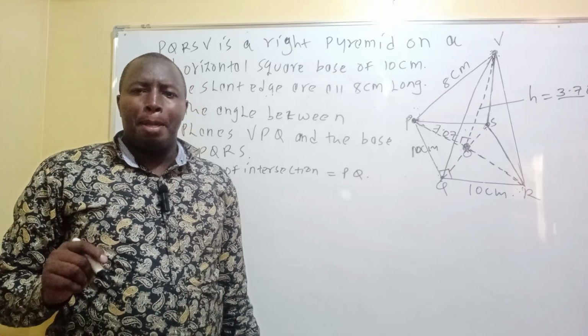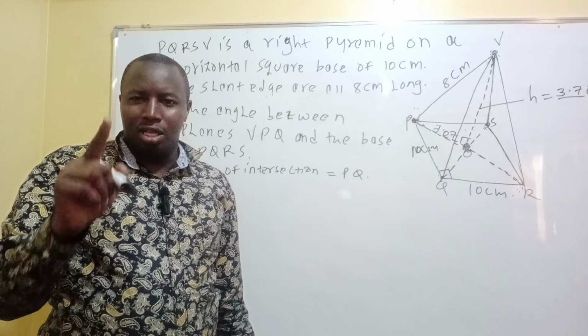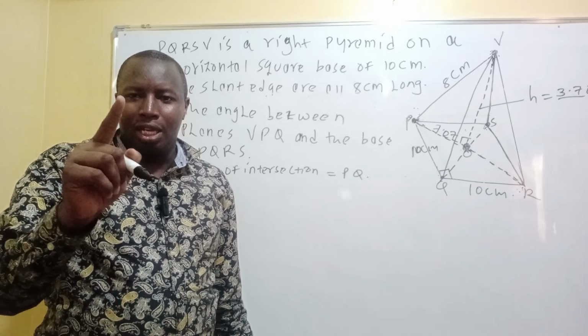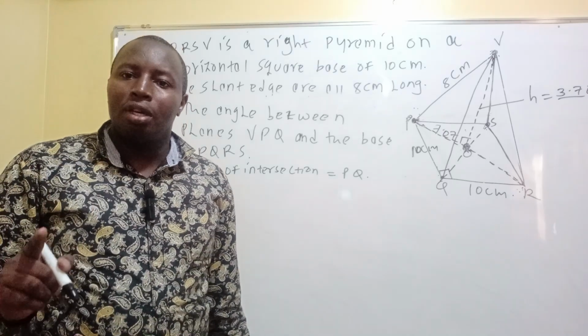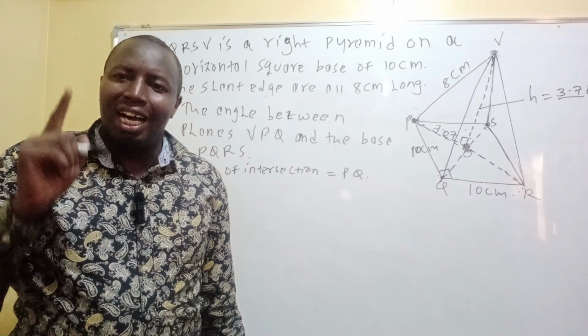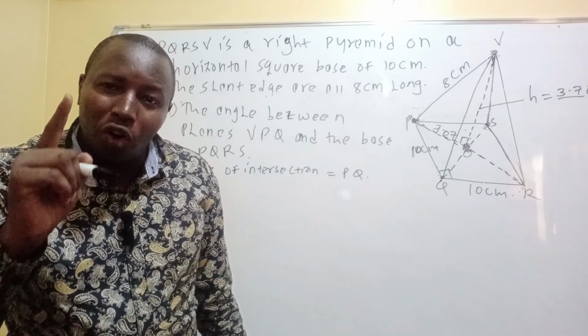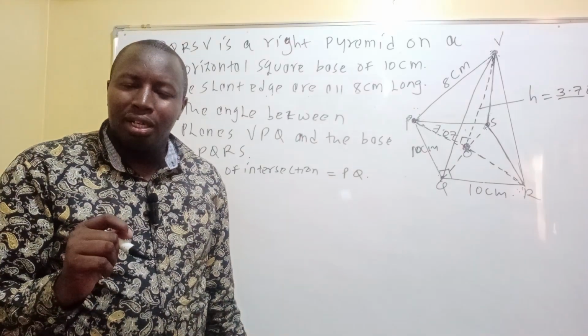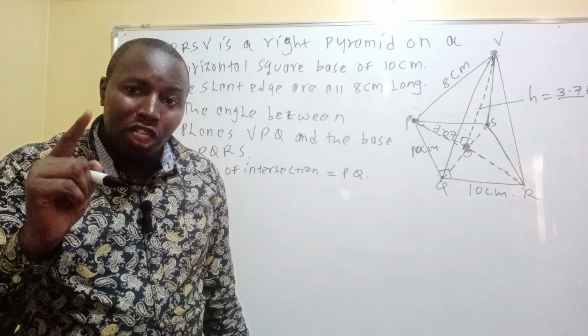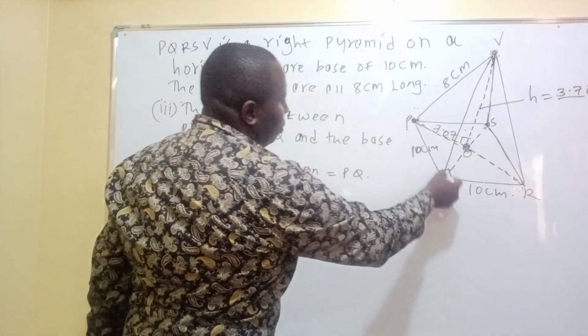The property that you must use: the angle between two planes is the angle between two lines, one on each plane, that are perpendicular to the line of intersection at a point on the line of intersection. The line of intersection is PQ.